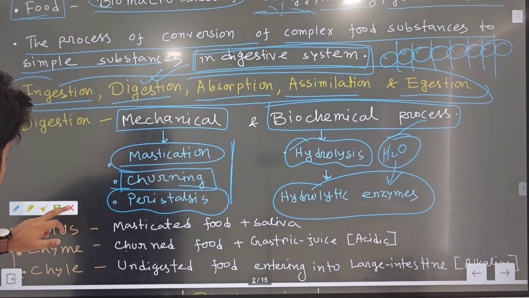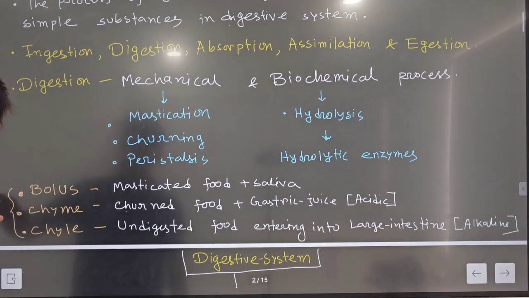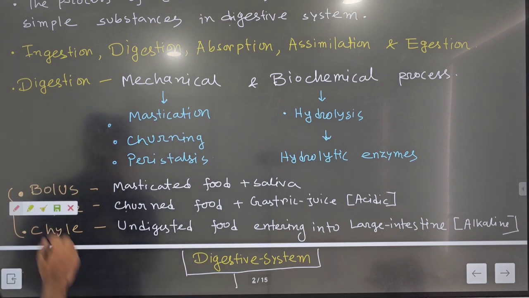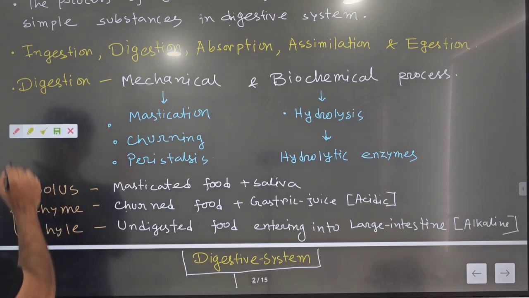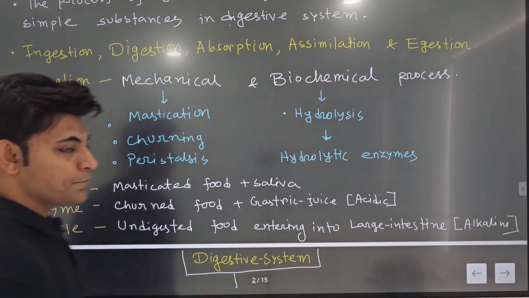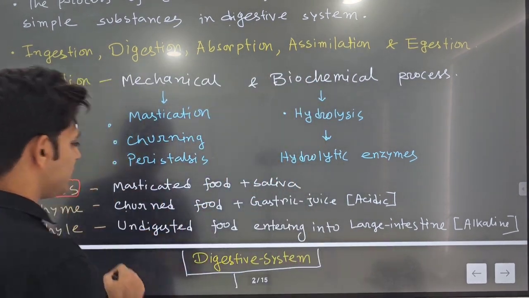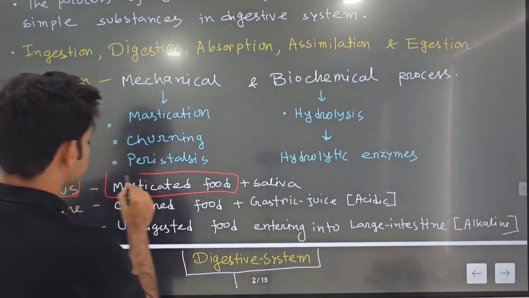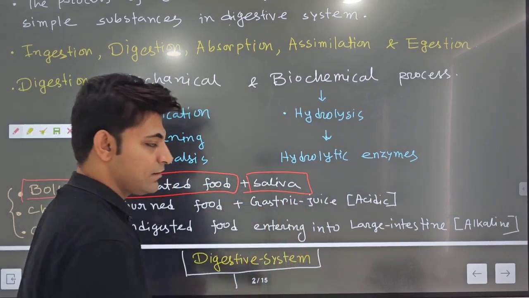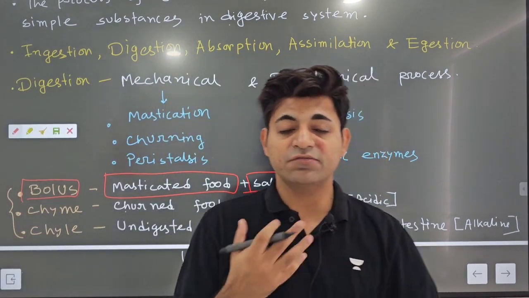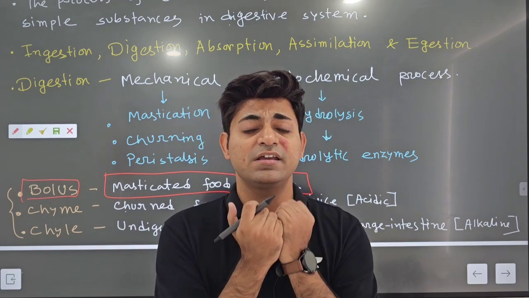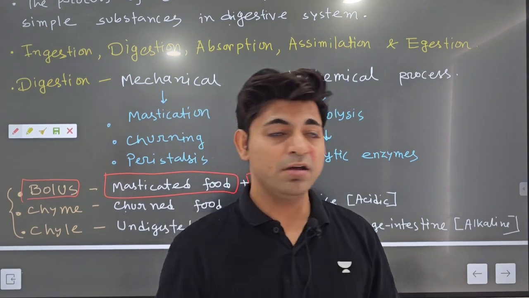Now here, three very important terms are written. Bolus. What is bolus? After chewing the food in our mouth, in our buccal cavity, the masticated food mixed with saliva which passes to the stomach is called bolus.